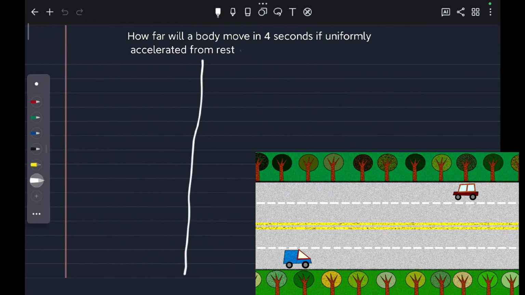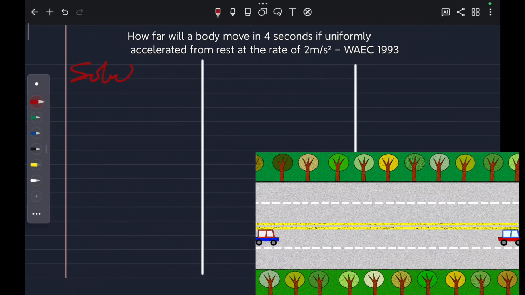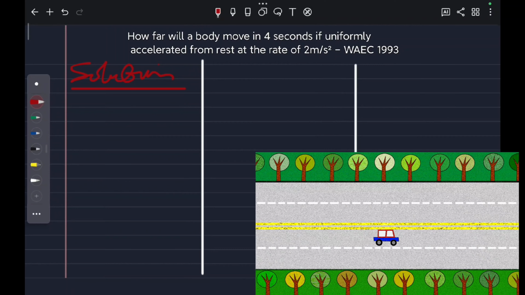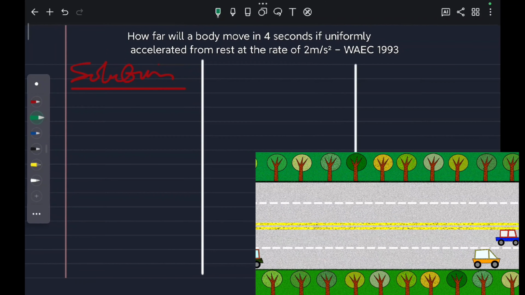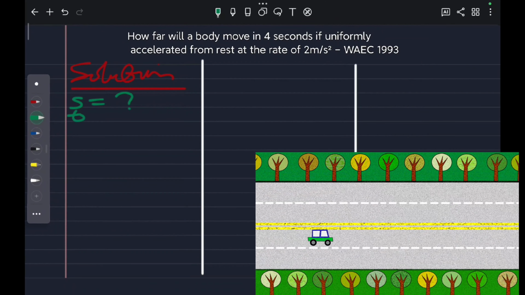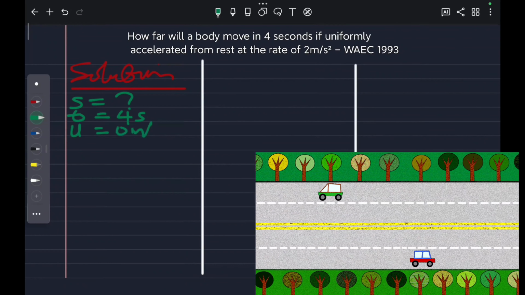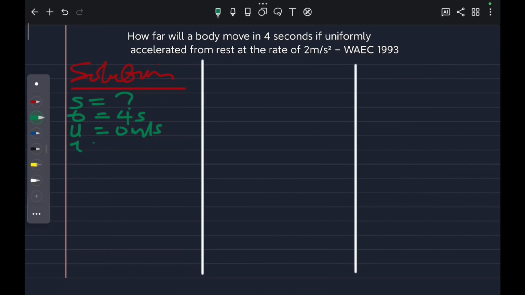Another question is before us. How far will a body move in 4 seconds if uniformly accelerated from rest (initial velocity) at the rate of 2 meters per second squared? Now, if you look at it, the distance is unknown. Time is equal to 4 seconds. Initial velocity is 0 meters per second. Acceleration is 2 meters per second squared.